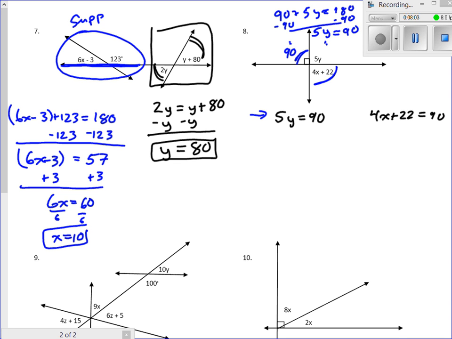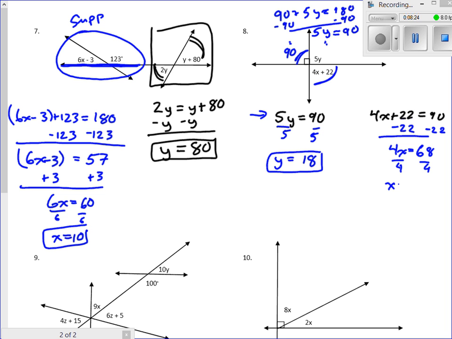So a couple quick steps. 5y equals 90, divide both sides by 5 here. So y equals 18. To solve for x, subtract 22 from both sides, so 4x equals 68. Divide 68 by 4. That tells you x equals 17.